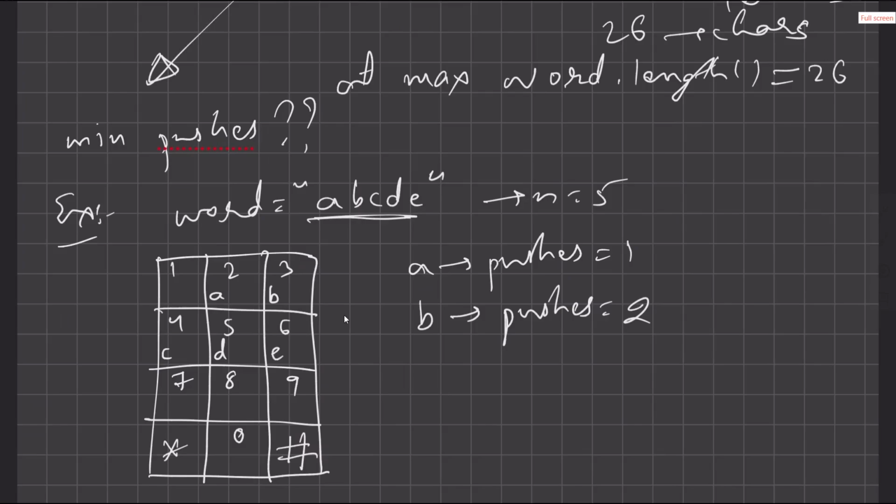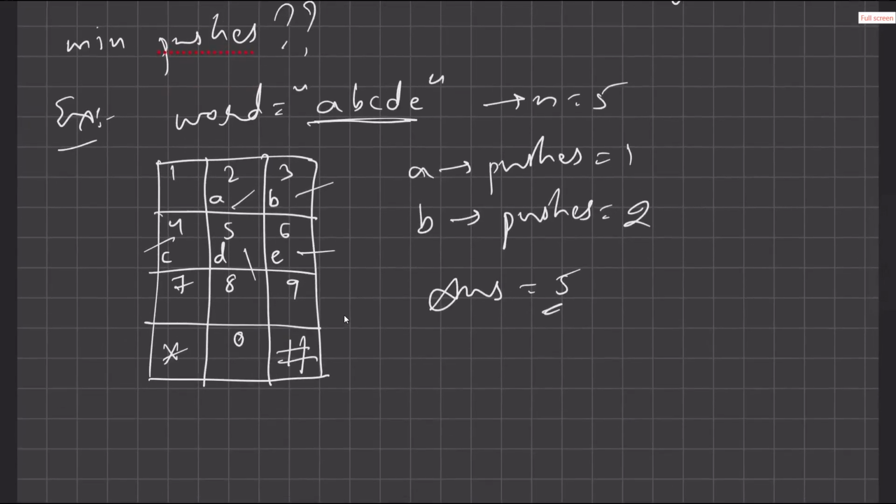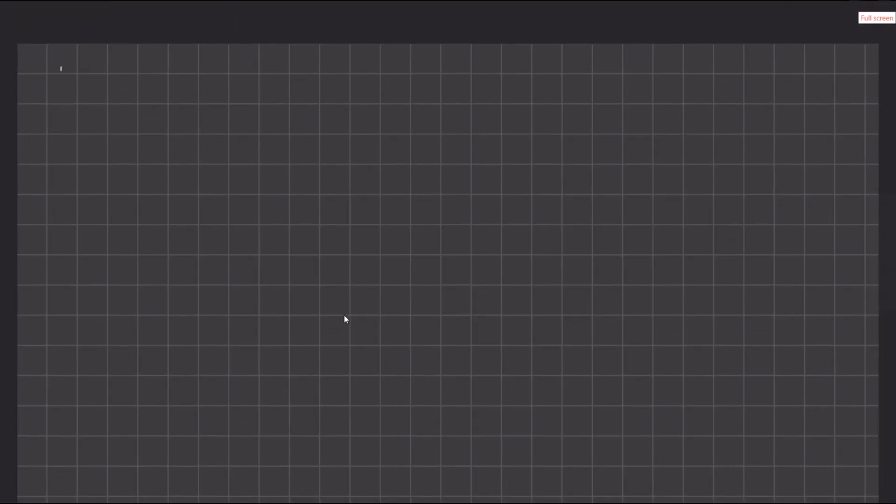Okay. So now here is your mapping. So let's say you want to type A B C D E. So just one push you're doing. One push here, one push on this button, one push on this button, one on this, one on this. So total how many pushes you're doing? You are doing just 5 pushes. So the answer is 5 here. So the minimum number of pushes is just 5. I think you've understood. Now let's move to example 2.